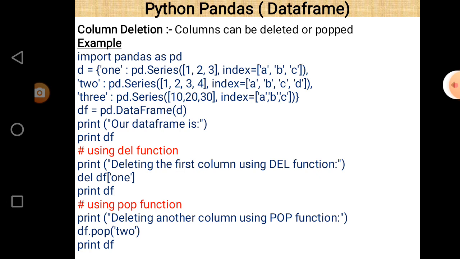As far as the difference between the delete and pop operation is concerned, notice that in the delete operation we first of all write del, after that the data frame, and in brackets we write the name of the column. But in the pop operation, first write the name of the data frame, after that pop, and in parentheses we write the name of the column. So this is a little bit of difference between delete and pop. As far as functionality is concerned, both of them perform the same function, meaning deletion of a column.